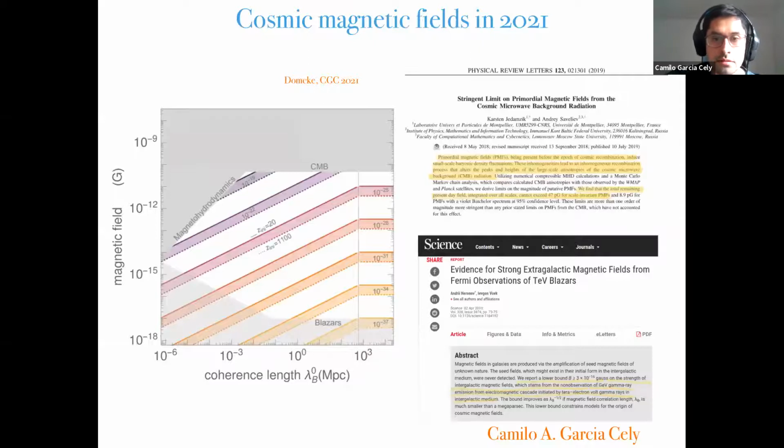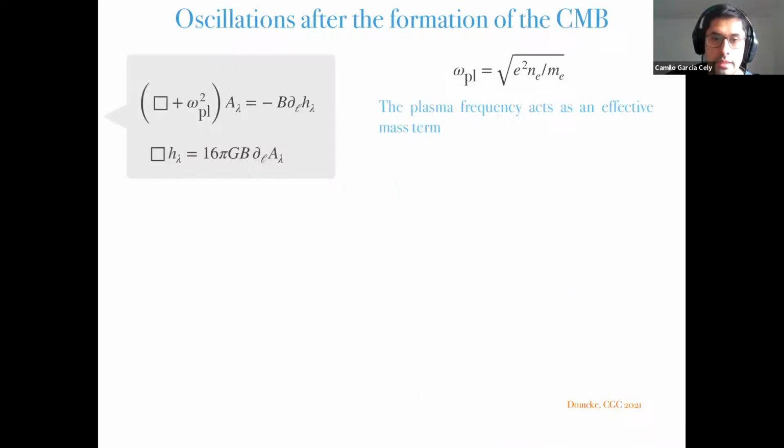So this is here, and I will explain in a second. So these are the different contours of conversion probabilities. I will explain in a second how that works.